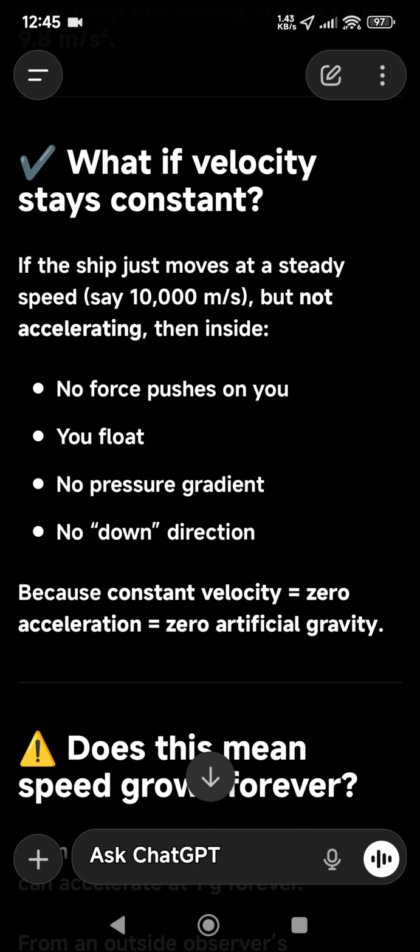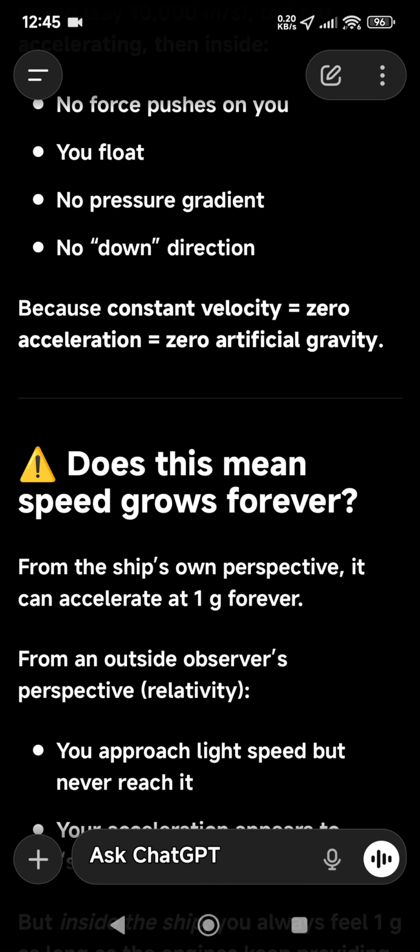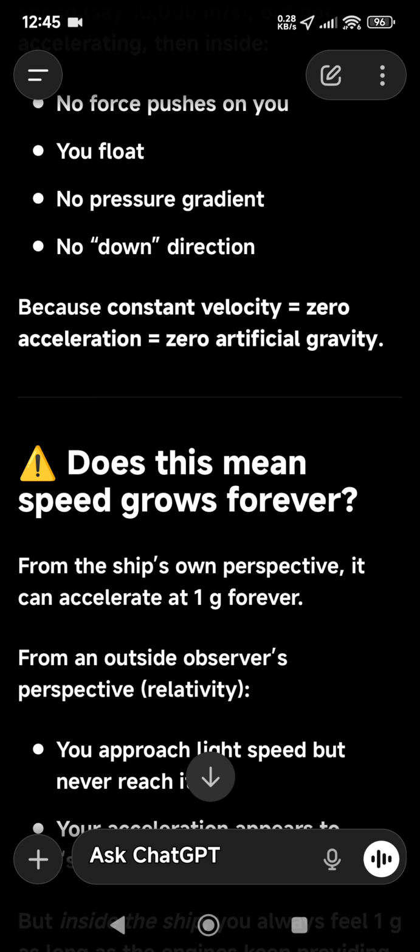What if velocity stays constant? If the ship just moves at a steady speed of, say, 10,000 meters per second, but not accelerating inside, no force pushing on you, you float, no pressure gradient, no down direction. Because constant velocity equals zero acceleration equals zero artificial gravity.